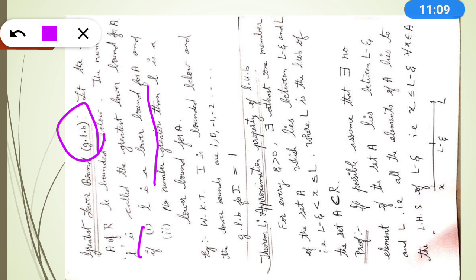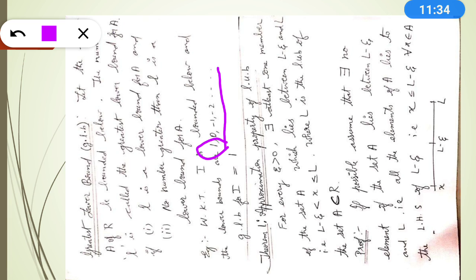Again, we have an example: the set of positive integers, which is a set bounded below. Here my lower bounds are 1, 0, -1, -2. I can have an infinite number of lower bounds. Among the lower bounds, the maximum, the greatest element, is what? 1. So the greatest lower bound for the positive integers is 1. I hope you understand.